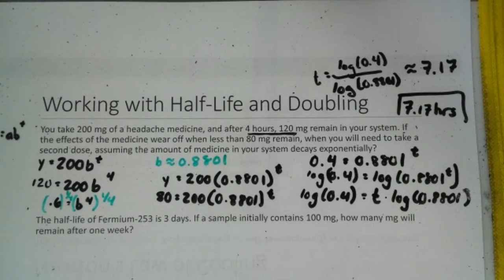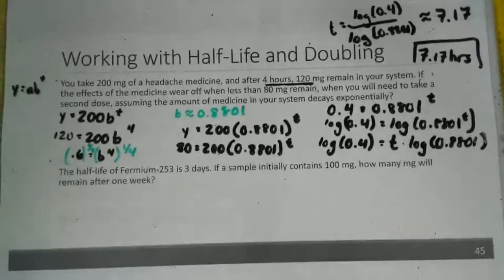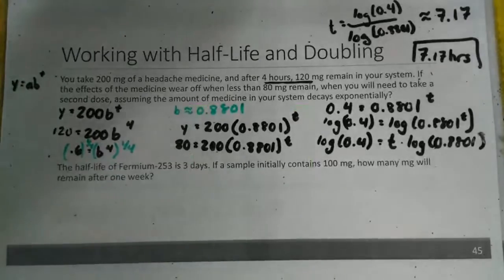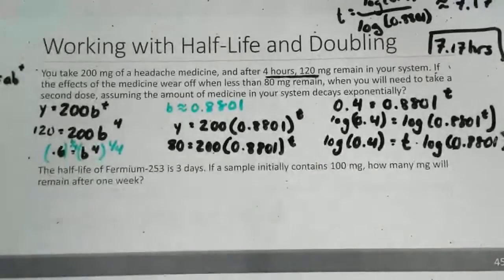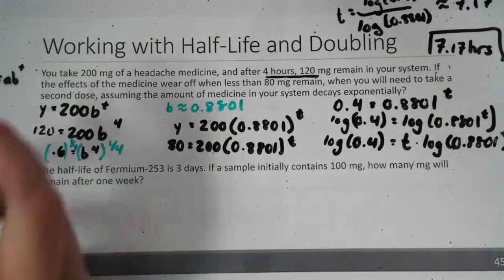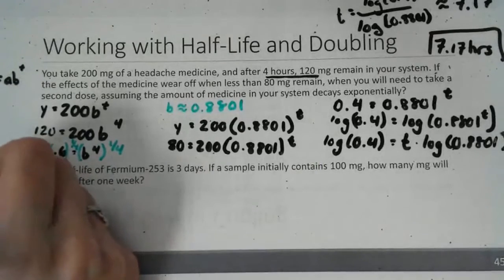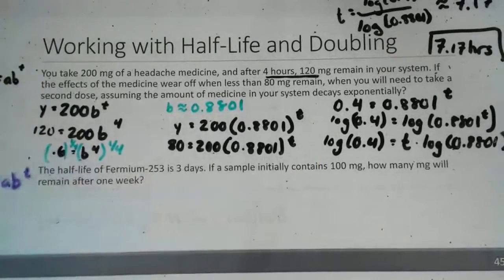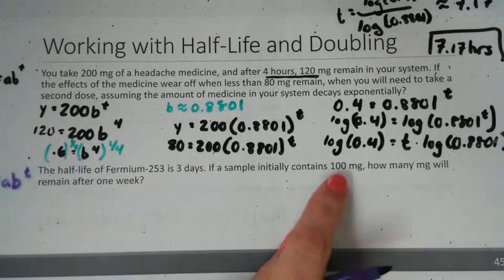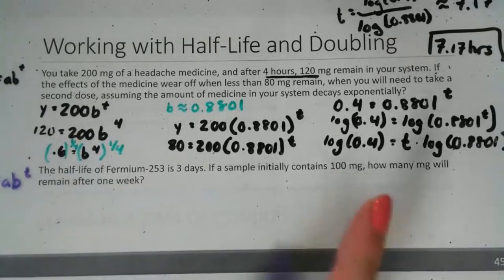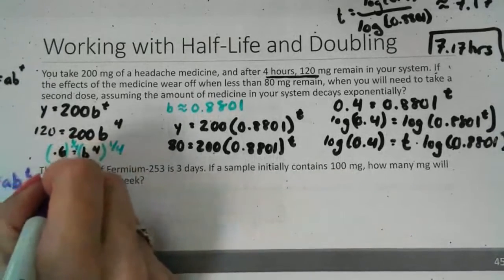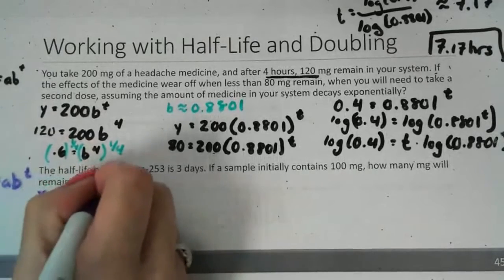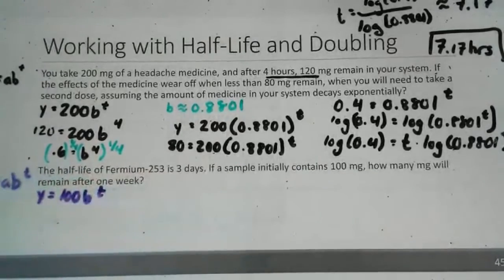And the second one here, it says the half-life of fermium-253 is 3 days. If a sample initially contains 100 milligrams, how many milligrams will remain after 1 week? All right, well, we know we're working with the general form y equals ab to the t. So let's see what we can plug in. It says that we are initially starting with 100 milligrams. So that would be y equals 100b to the t.